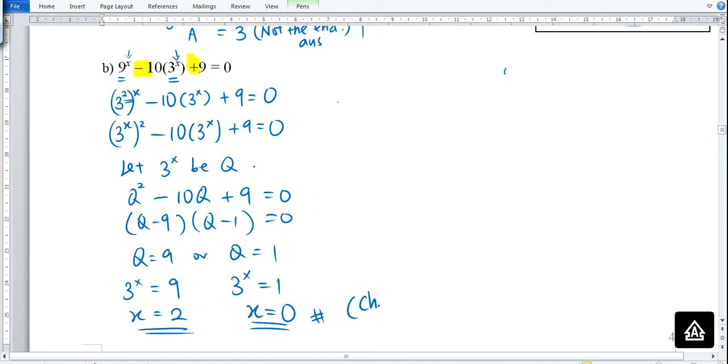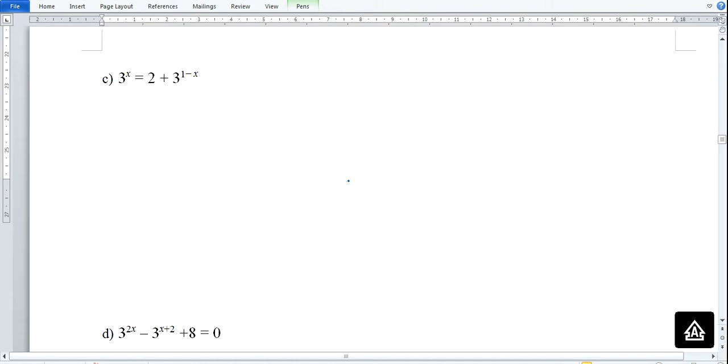So please do a check again. Make sure when you substitute x back, the left hand side is equal to the right hand side. In this case it is 0. Okay, now let's look at the next question.